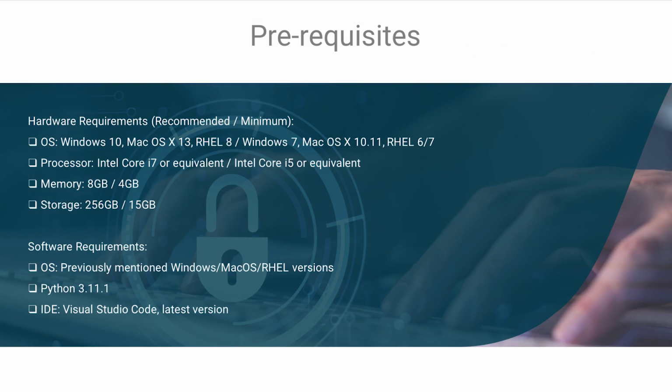There are a couple prerequisites that will be required for this course. For the hardware requirements, I'll first state the recommended, then the minimum. For the operating systems, recommended is Windows 10, Mac OS X 13, or Linux version 8. The minimum will be Windows 7, Mac OS X 10.11, and Linux versions 6 or 7. The recommended processor is Intel Core i7 or equivalent, with the minimum being Intel Core i5 or equivalent. Recommended memory is 8 GB of RAM, with the minimum being 4 GB. Recommended storage space is 256 GB, with the minimum being 15 GB.